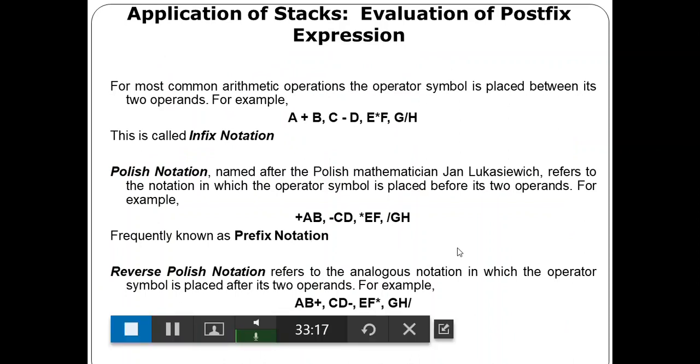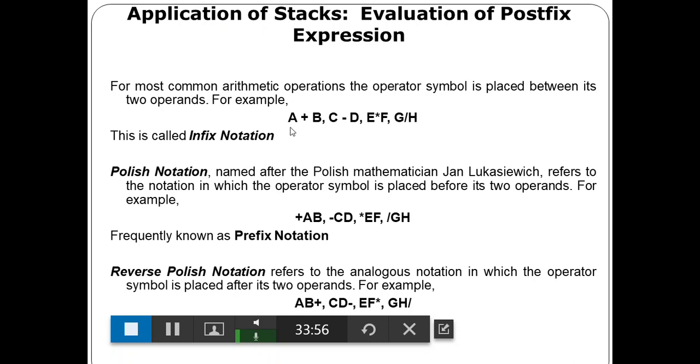Okay, so moving on to the next topic now, that is the application of stacks. We will see where these stacks can be applied, where this structure can be used to solve some given set of problems. One such application is evaluation of the postfix expression. We will try to understand what this postfix expression is first, and then we will see how we can evaluate it using stacks.